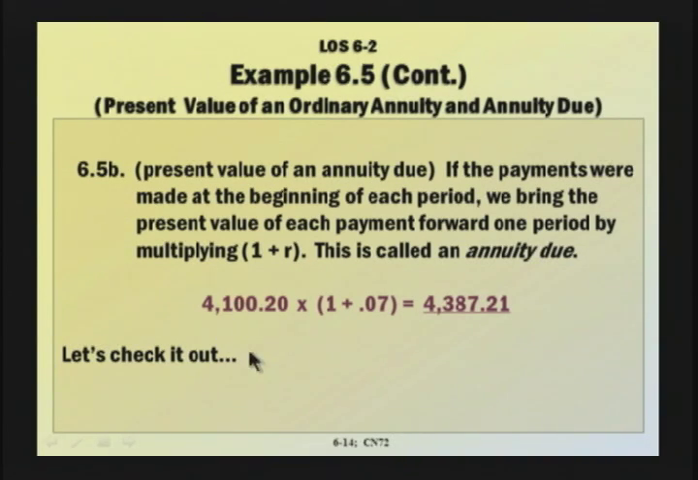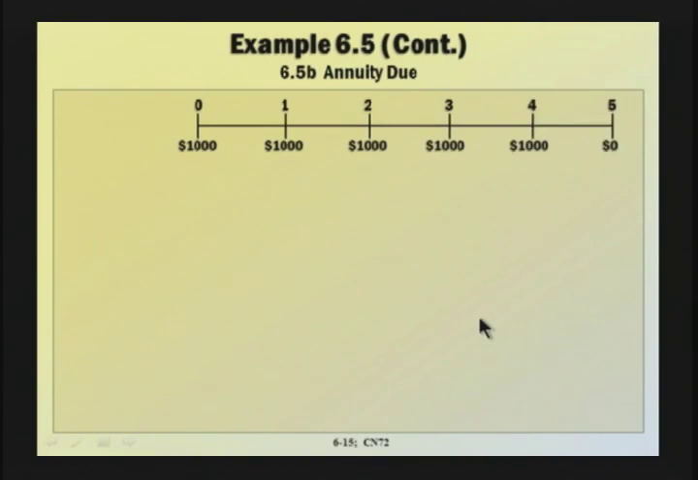We'll illustrate that with a timeline and it should make sense, but initially let's just think about it. If I make the payments at the beginning of each year, then I'll discount them one period less. Each payment will be worth 7% more. So the total of the entire annuity will be worth 7% more, $4,387.21. I took the present value of the ordinary annuity and increased it by 7%, and I got the present value of the annuity due is $4,387.21. So let's check it out and see if that does turn out to be the case.